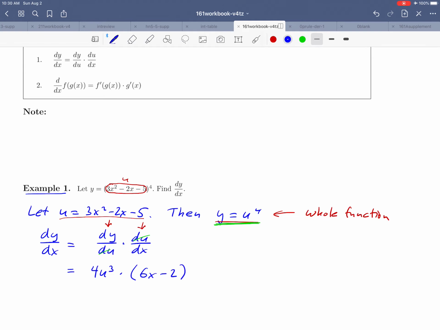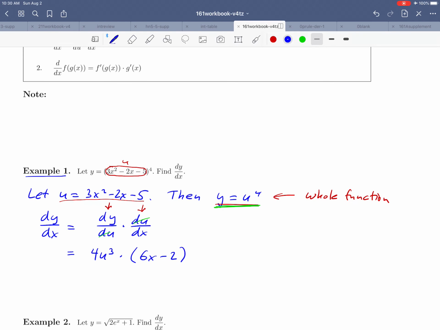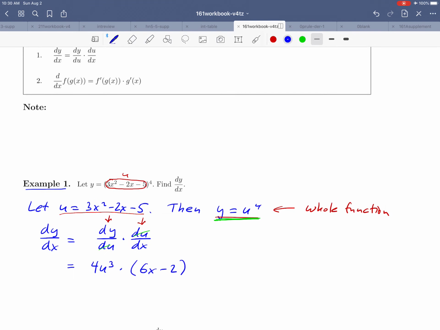So we've taken the two derivatives that we saw, and there's one more step that's customary here. This would be a weird way to leave our answer, because we've invented a new variable u, so it's customary at the last step to remind ourselves what that u is equal to and substitute it back in. So we'll write the u as what it was equal to at the beginning: 4 times (3x squared minus 2x minus 5) cubed times (6x minus 2). There's our answer.